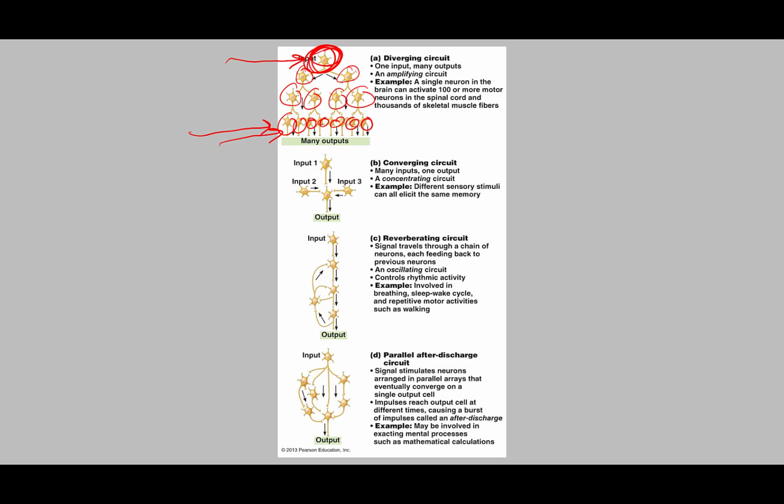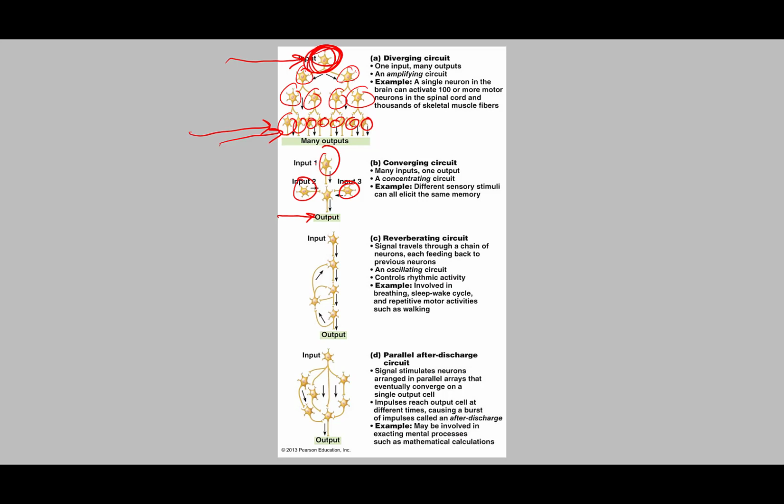Next is kind of the opposite. It's called a converging circuit. We have lots of sending neurons, but only a single output neuron. Sometimes you'll see this called a concentrating circuit.